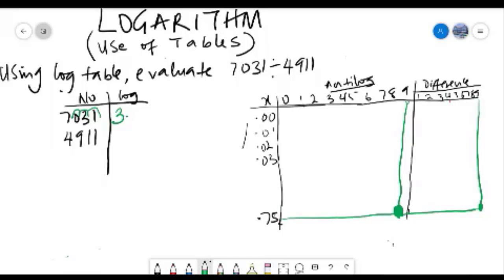For this one, sorry, we have 4.911. Sorry, not 4911, 4.911. We're working with 4.911. Now for this one, you discover that the decimal point is already where it should be. So the characteristic will be 0. All right, now we go over to our logarithm table.